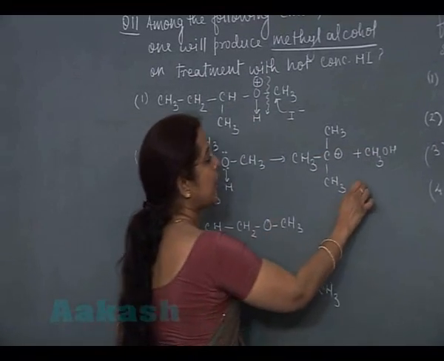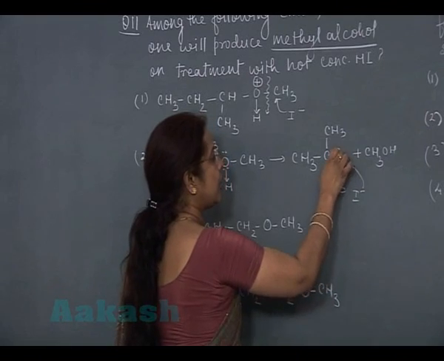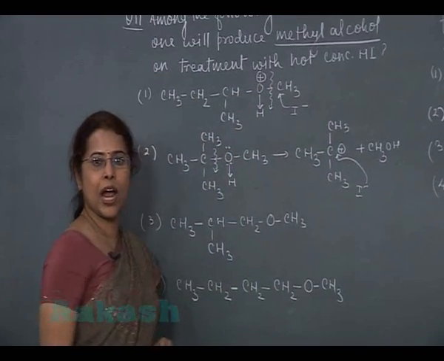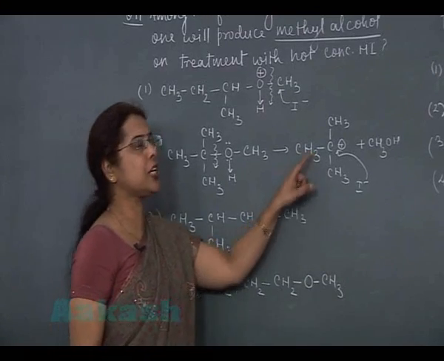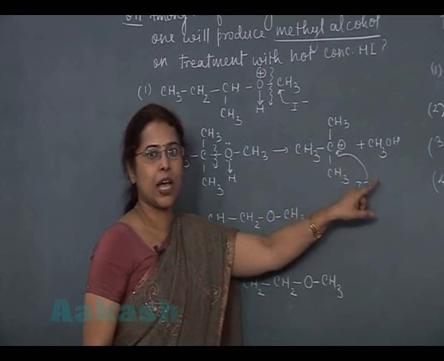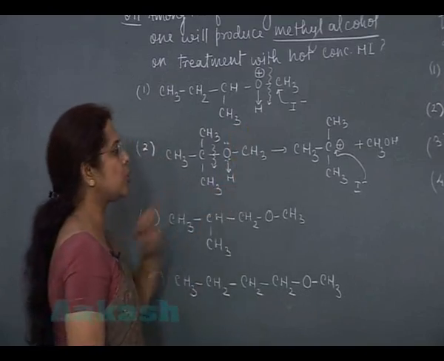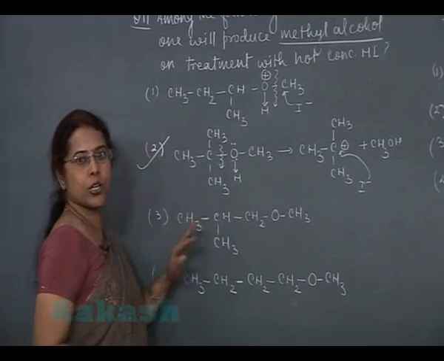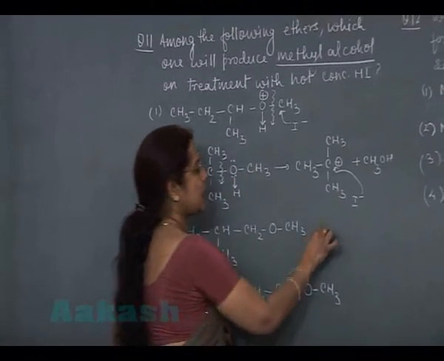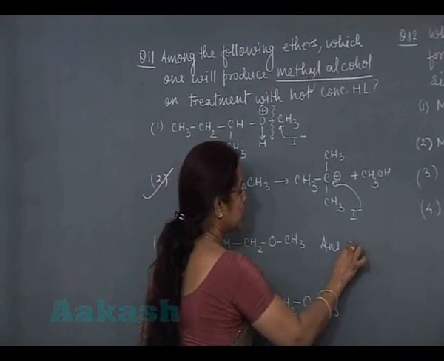Later on, the iodide ion, which is the nucleophile, will attack the carbon atom, forming the products tertiary butyl iodide and methyl alcohol. So according to the question, the correct option is the second option. So the answer to this question is 2.